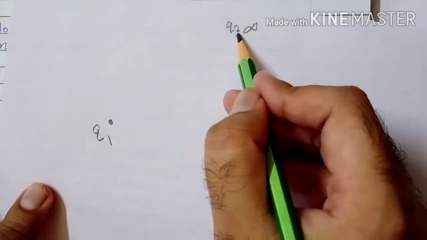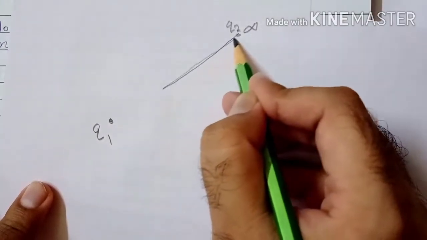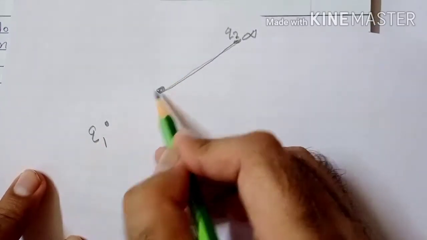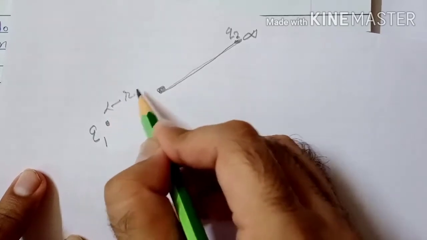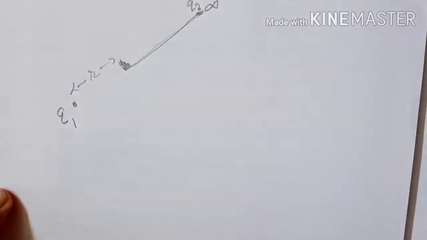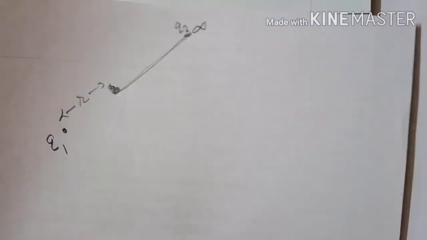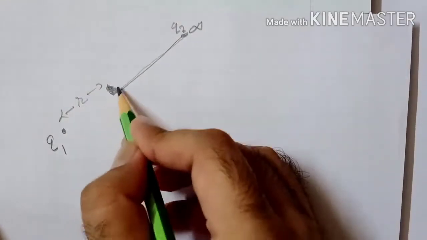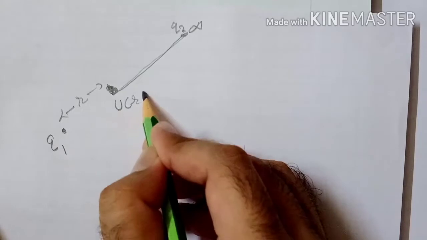In bringing this charge Q2 from infinity to some point which is at a distance R, whatever work is done against the electrostatic force is stored in the form of potential energy, and I want to find the potential energy at this point, at the distance R.